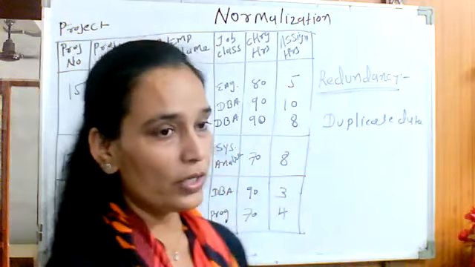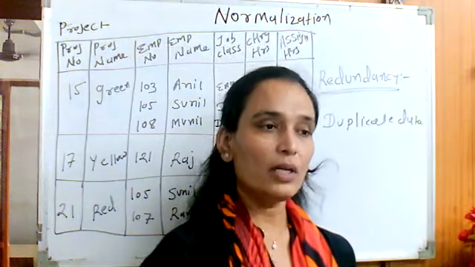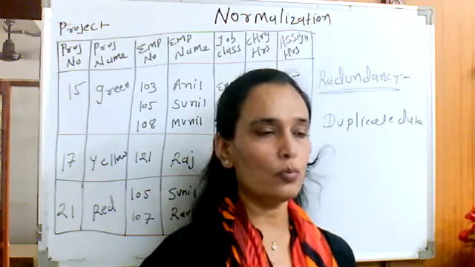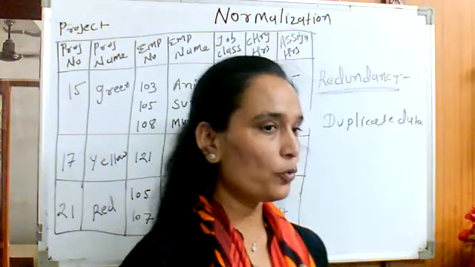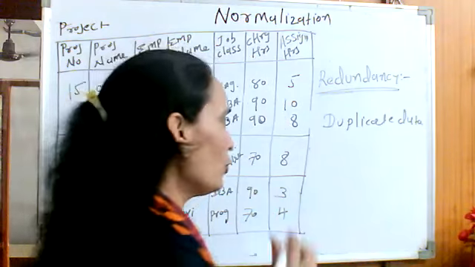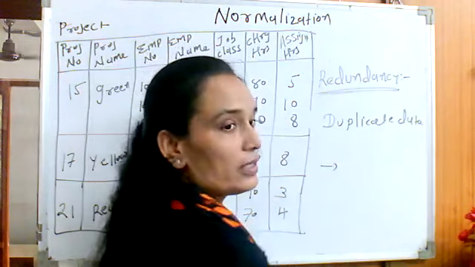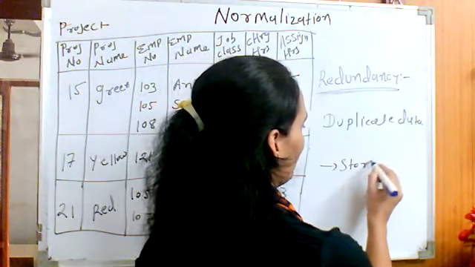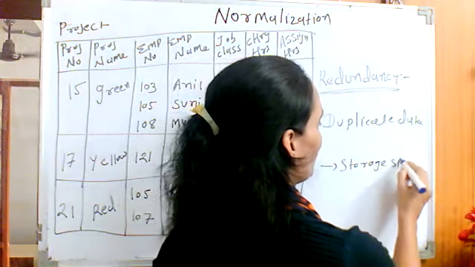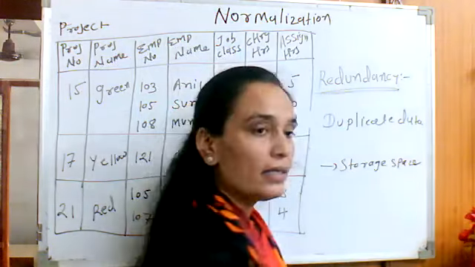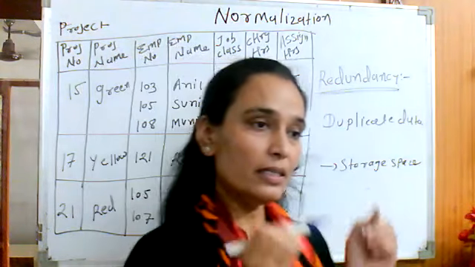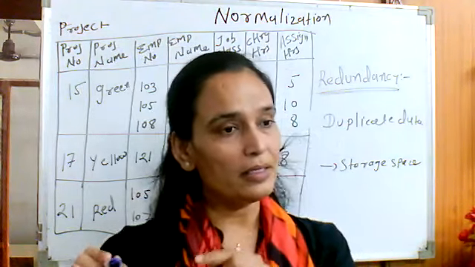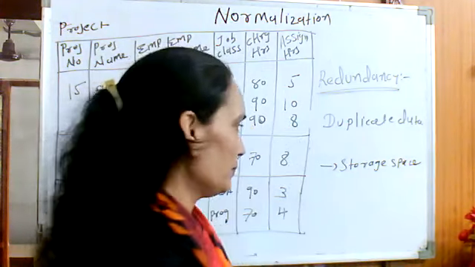Why do we need to reduce redundancy? Because redundancy creates some problems. Which type of problems does redundancy create? First of all, because of redundancy, we need more storage space. Second thing, redundancy creates another problem. It is called inconsistency.